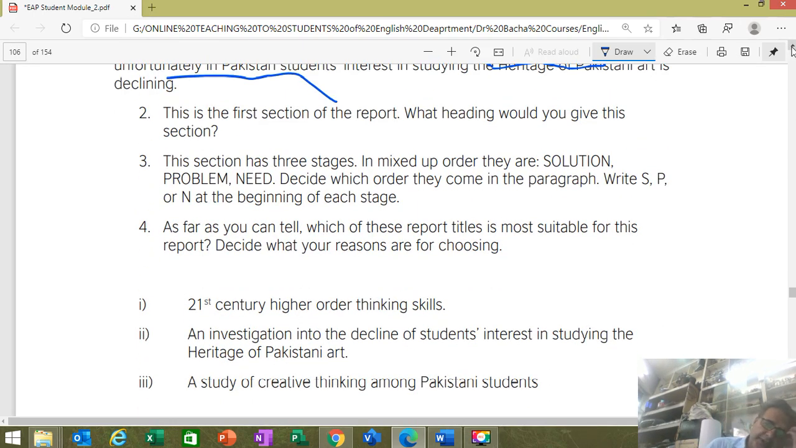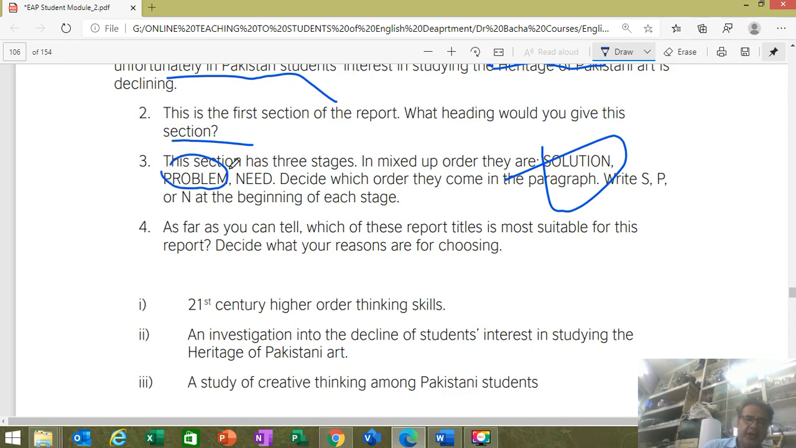You have this, the third section of the report. What heading would you give this section? This section has three stages, in mixed-up order. They are solution, problem, and need. You have to decide which order they come in.